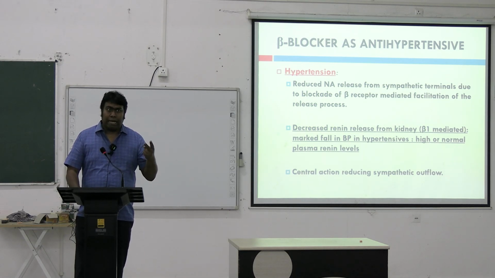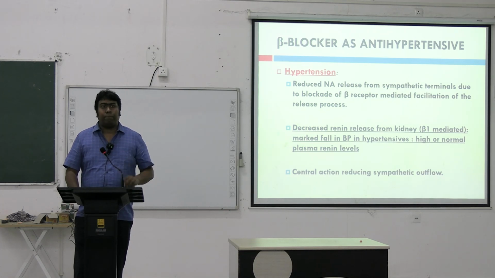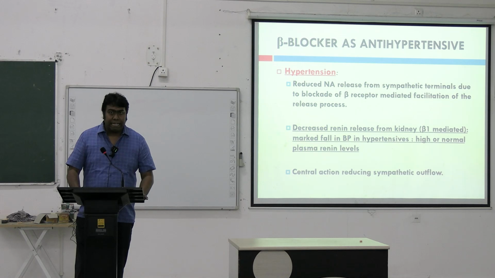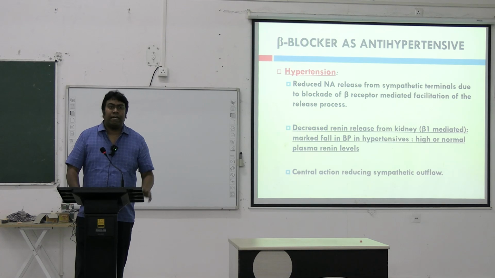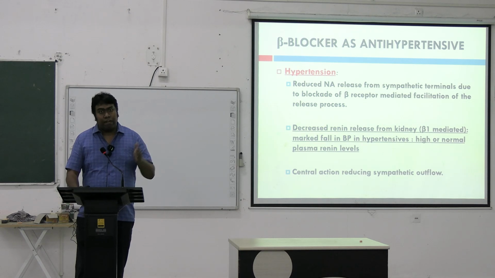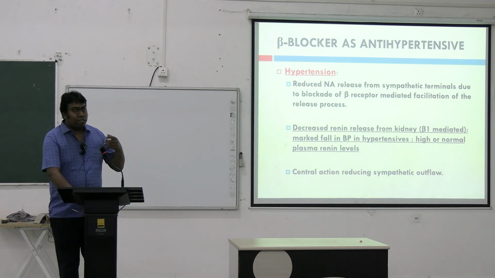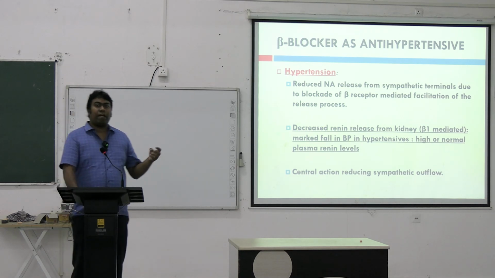Number 2, and you have to write this, that it also blocks the beta 1 present in the JG cell. JG cell block holে কী হবে? Less amount of renin will be released. As there is a less amount of renin release, the renin-angiotensin-aldosterone axis will be less stimulated. That is also helpful for less reabsorption of sodium and water.